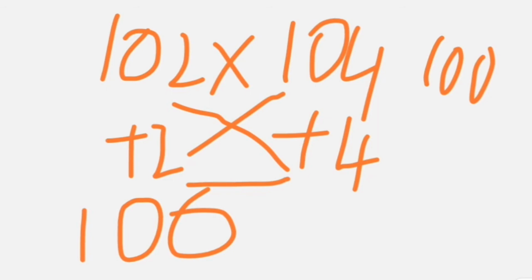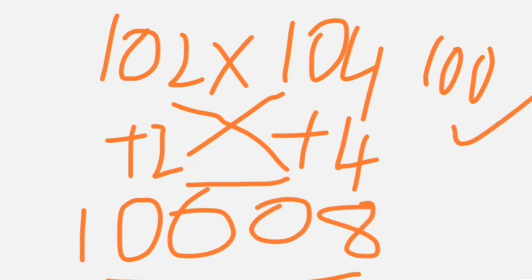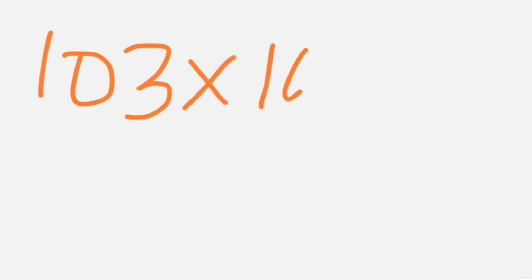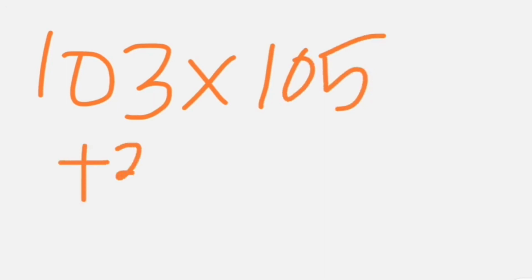Plus 2 into plus 4 would be plus 8. We are supposed to write in 2-digit form because our base value has two zeros. So 8 can be written as 08. This is our answer: 102 into 104 would be 10608. Let's take one more example to get a clear idea about this process. Take an example like this: 103 into 105. 103 is plus 3 more than 100. 105 is plus 5 more than 100.